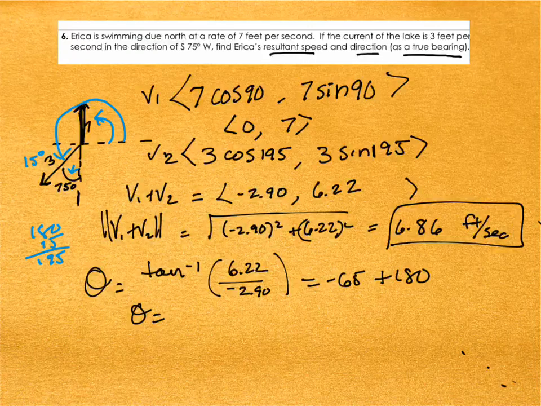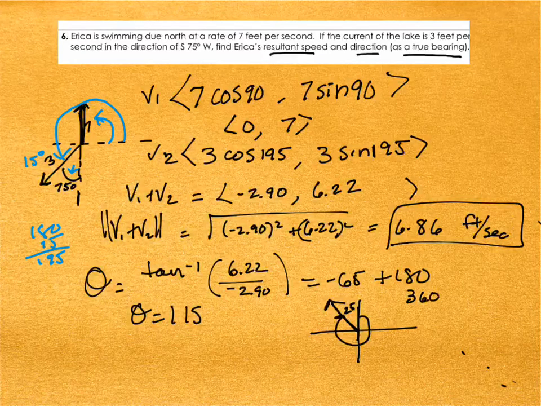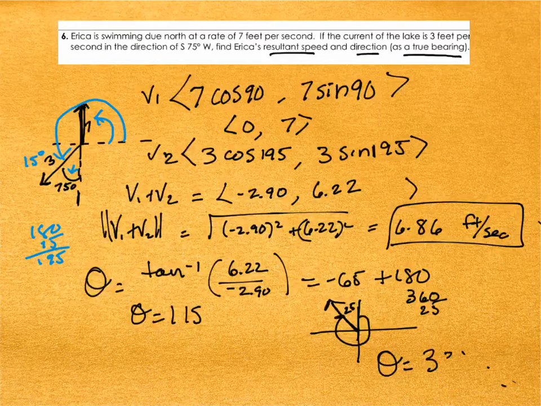Okay, now 115 degrees. We have to give it a true bearing. So that's got to come from the north. It's crazy, isn't it? So let's see. 90 and about 115 here, right? So this is 25, right? So we're everything but 25. So 360 minus 25 is 335. So the true bearing, theta, equals 335 degrees.